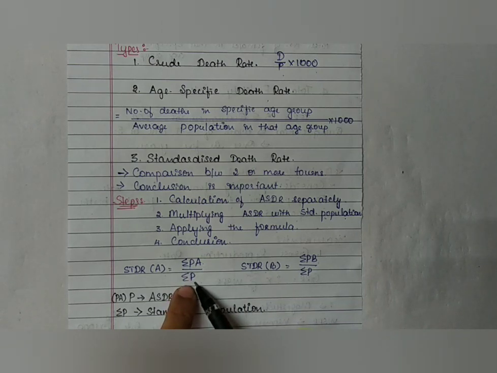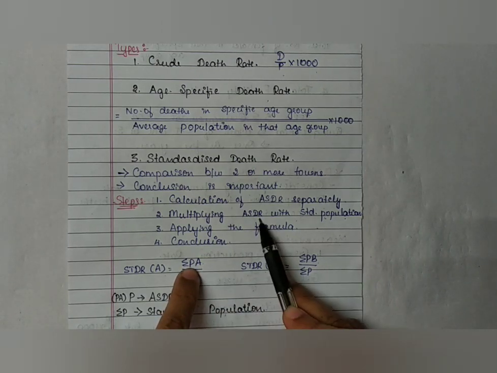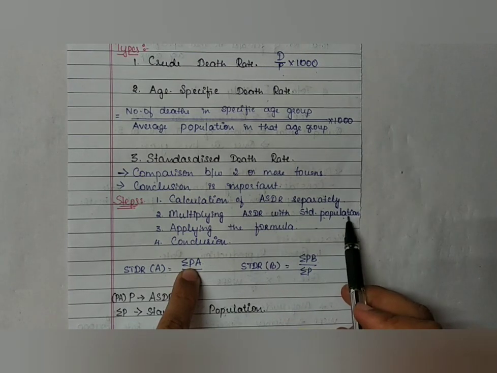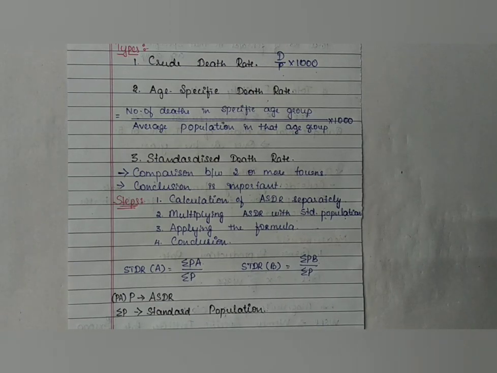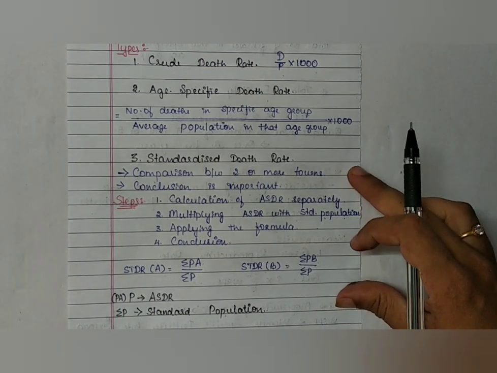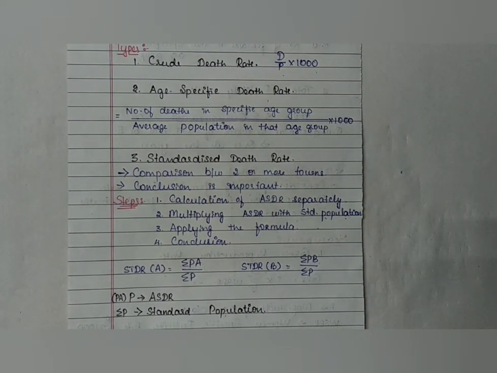P is nothing but the standard population. PA is nothing but A multiplying ASDR and standard population. Same way here we are calculating, as given here. So that's it. This is very important for 10 marks.